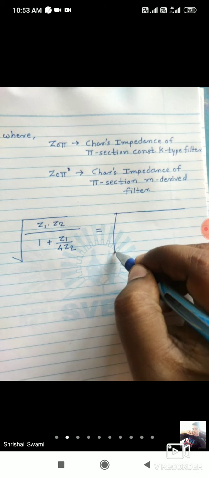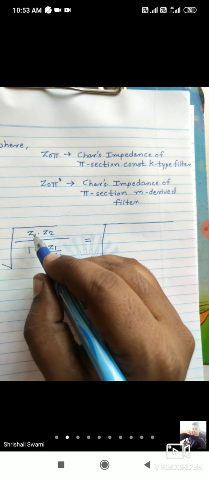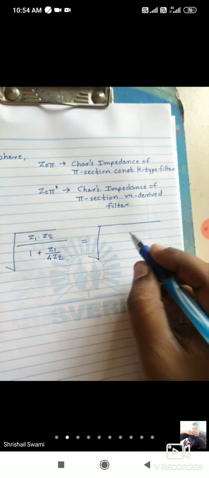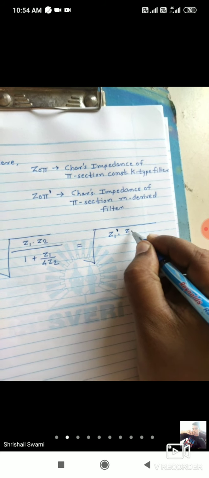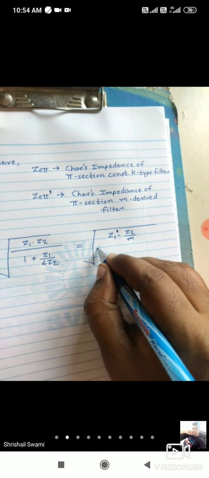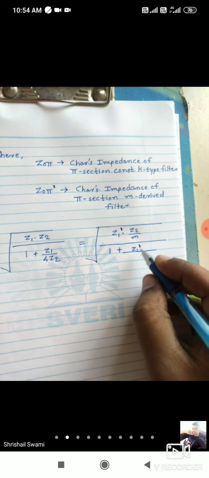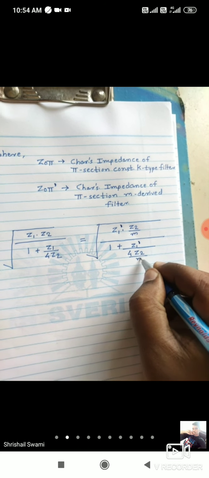Okay, so we can replace it. Similarly, we can write it for Z0 pi dash. So wherever the Z1 is there, you can replace it by Z1 dash, and wherever Z2 is there, you can replace it by Z2 by M. Okay, आता इथं काय राहणार, आता Z1 dash into Z2 by M divided by 1 plus as it is. So Z1 is replaced by Z1 dash divided by 4. Z2 is replaced by Z2 by M.